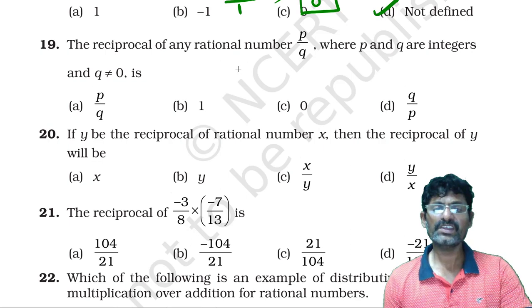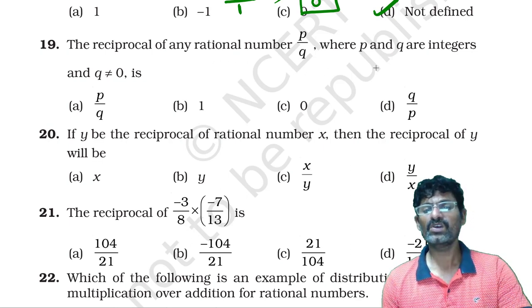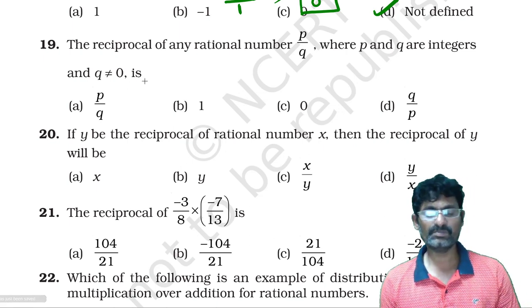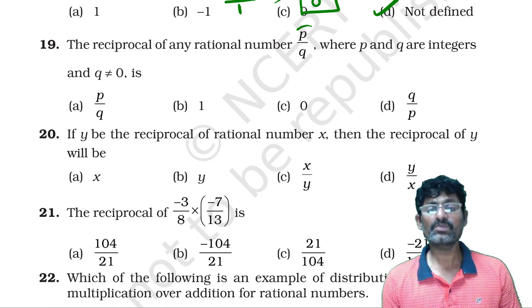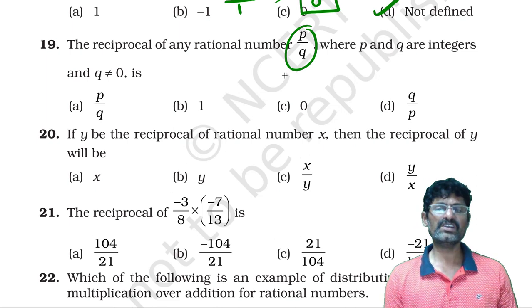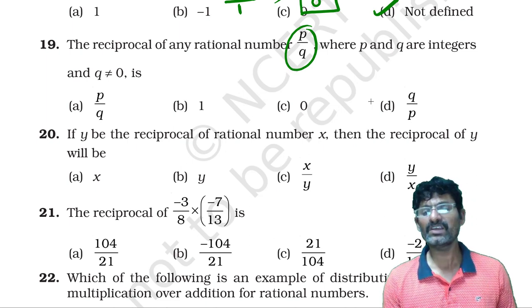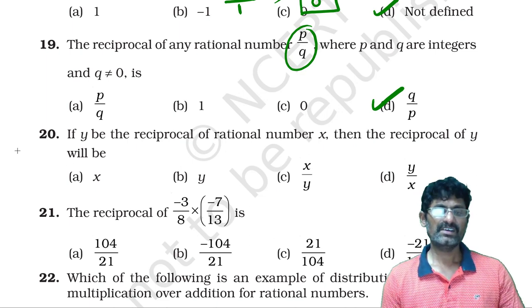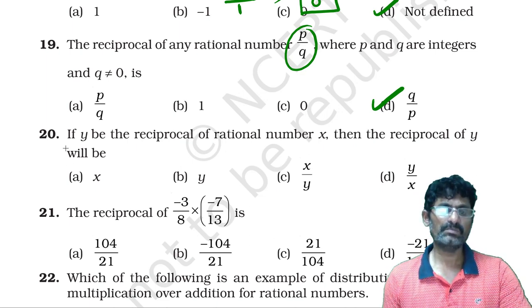The reciprocal of any rational number p by q, where p and q are integers and q is not equal to 0, is. Simply here we have the reciprocal of p by q. We know that the reciprocal of p by q is nothing but q by p. So option D is correct. Now let us move on to the 20th problem.